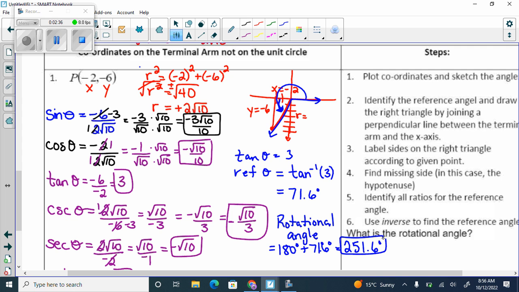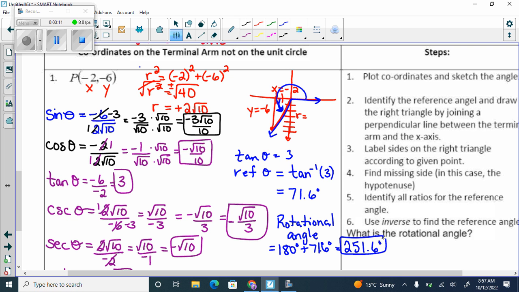So you can use any of the 6 trig ratios, right? Try it. Go inverse cos of positive root 10 over 10. Then go inverse sine of positive 3 root 10 over 10. You get the same answer, right? Because you're getting a quadrant 1 angle every single time you're taking a positive. So any of the 3 primary trig ratios you can use to get the reference angle.